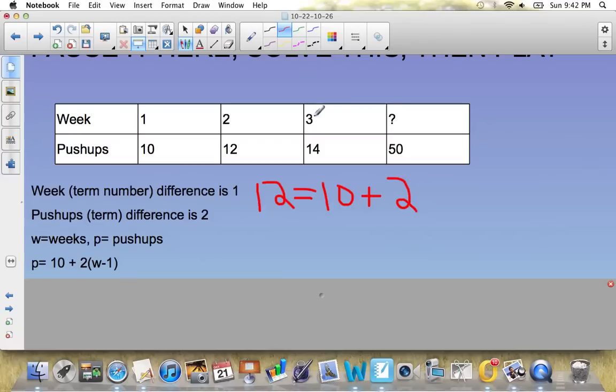But how do I know if I'm at 3 weeks and I'm supposed to add 4 more? Well, 3 weeks, sorry, let's change this real quick. At 3 weeks, I'm adding 4. Or in other words, 2 times 2. Where did I come up with 2 times 2? Well, the number of weeks minus 1. So another way I could write this would be 10 plus 2 times (W minus 1).